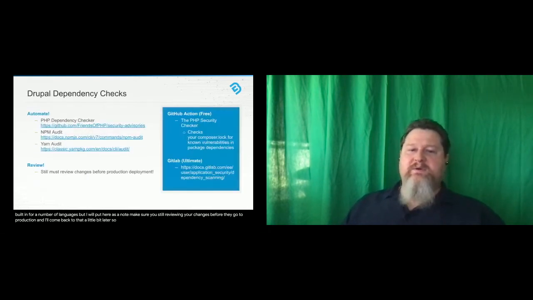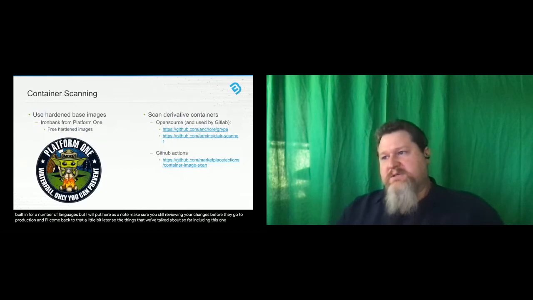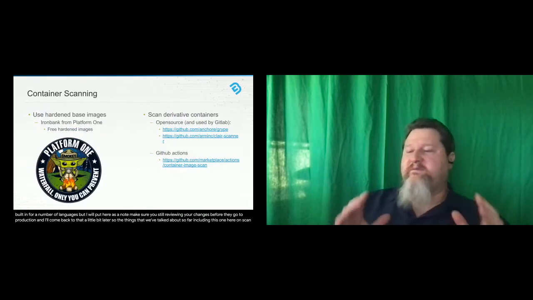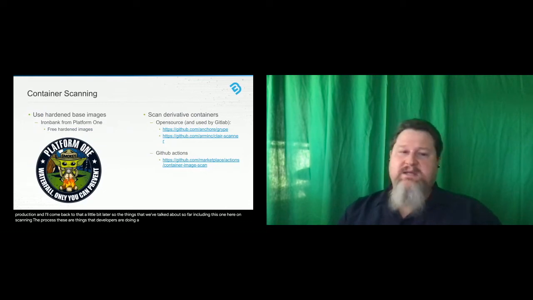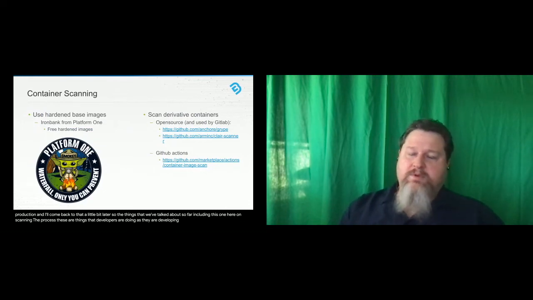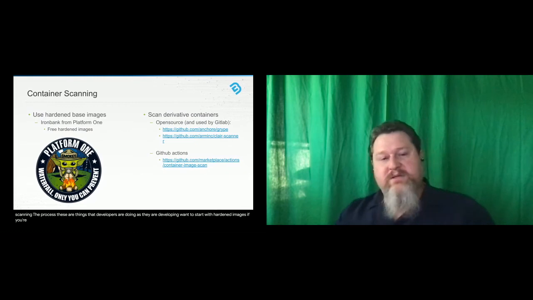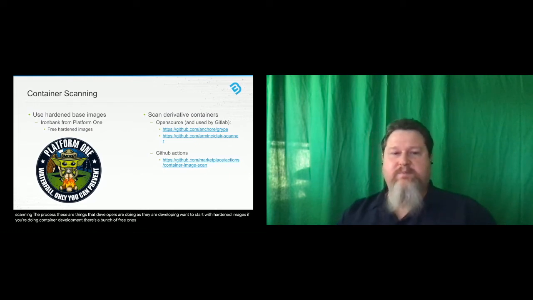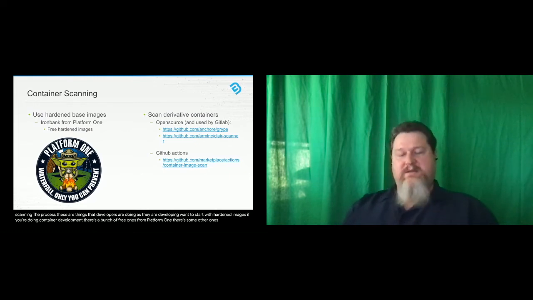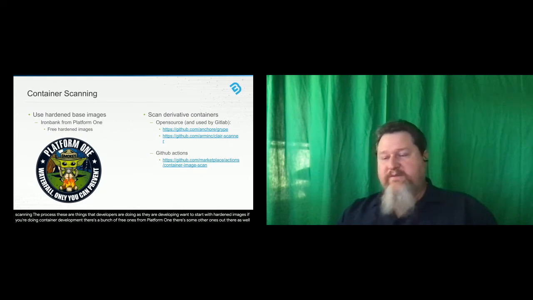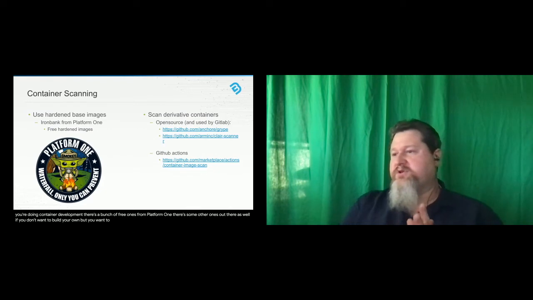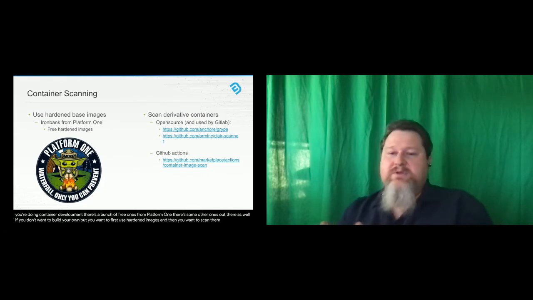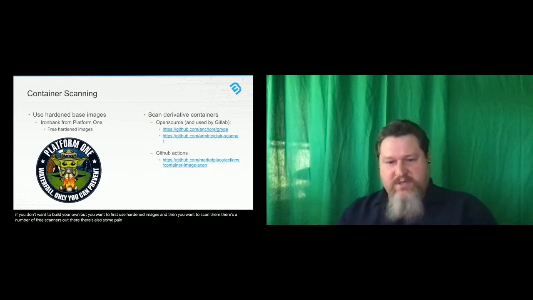So the things that we've talked about so far, including this one here on scanning, these are all happening very early in the process. These are things that developers are doing as they are developing. You want to start with hardened images if you're doing container development. There's a bunch of free ones from Platform One. There's some other ones out there as well if you don't want to build your own. But you want to first use hardened images and then you want to scan them. There's a number of free scanners out there. There's also some paid for scanners.